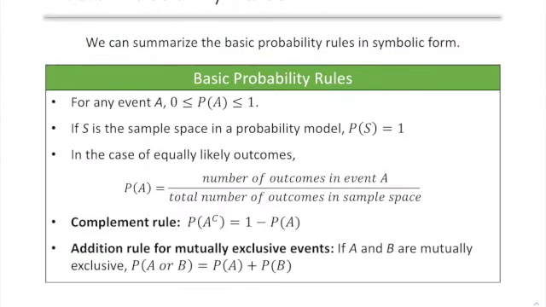So, in some symbolic notation, some of those probability rules. For any event A, the probability is between 0 and 1, inclusive. If S is the sample space, the probability of all of it is 1, because it's all the possible outcomes. In the case of equally likely outcomes, we have the number of favorable outcomes divided by the total number in the sample space. We have our complement rule, and now we have our addition rule for mutually exclusive events.